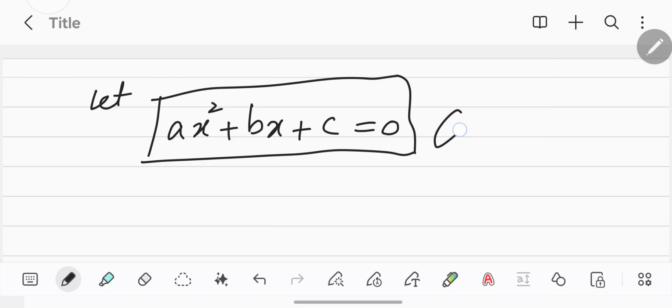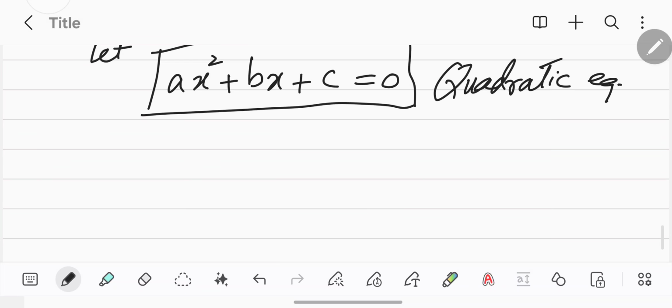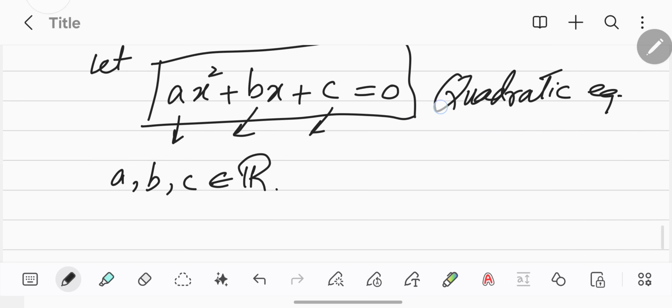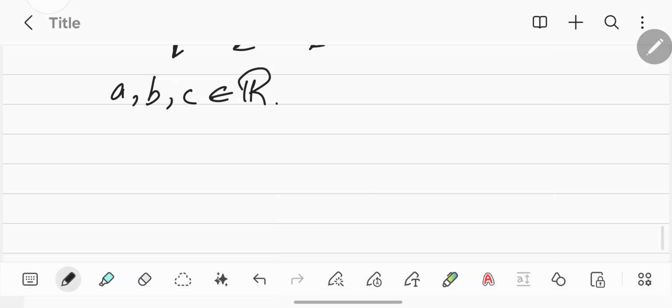It is usually called the quadratic equation also, such that its coefficients a, b, c are real. They are not complex. The beauty of this is that you have an equation whose coefficients are real, but when you solve this equation, you will land in C. So its solutions will not be real in some cases. They will be in the set of complex numbers.